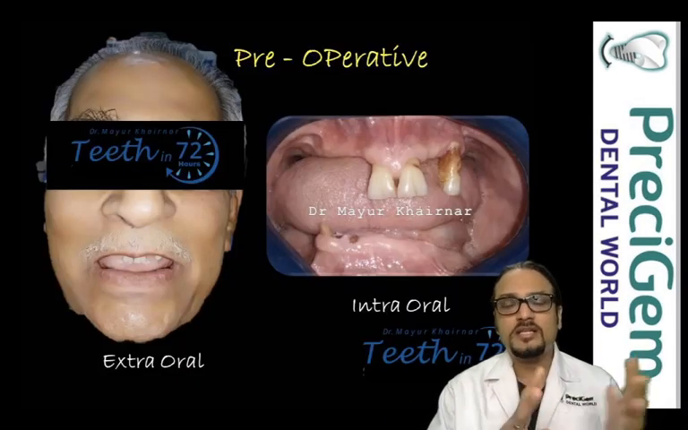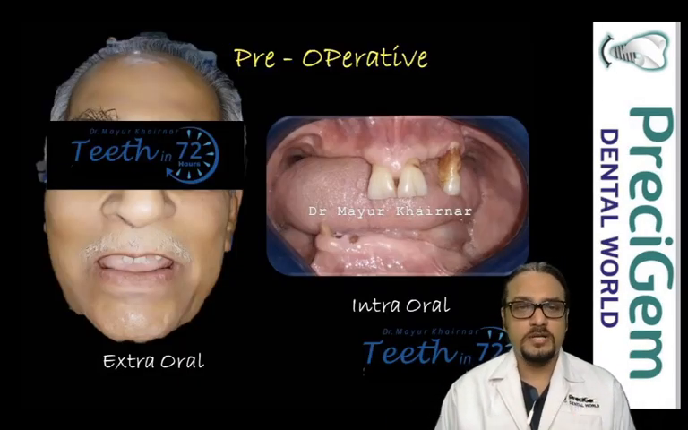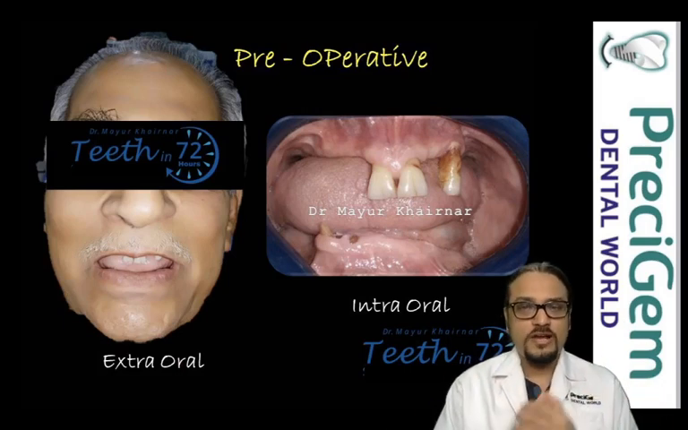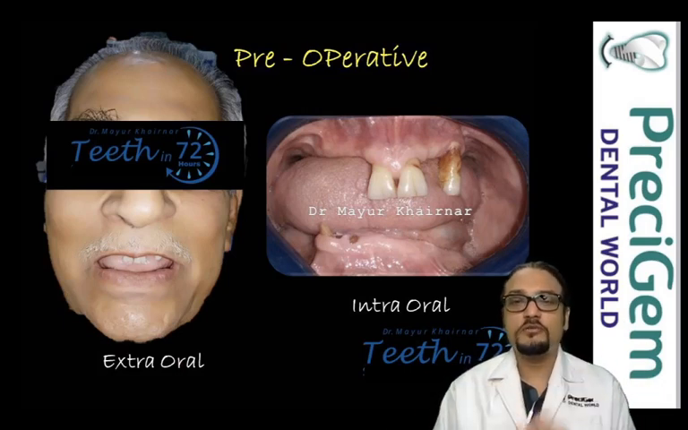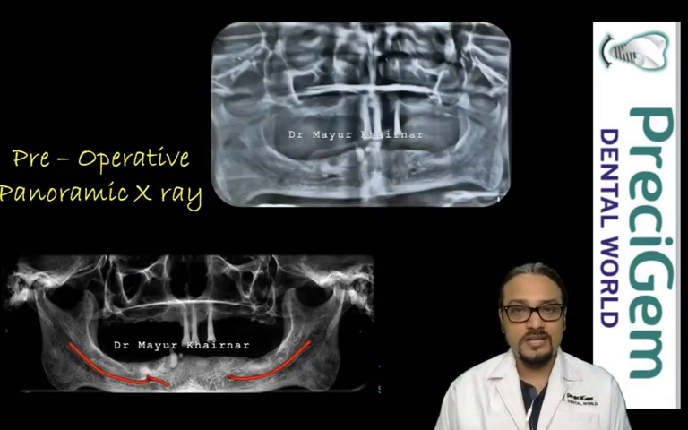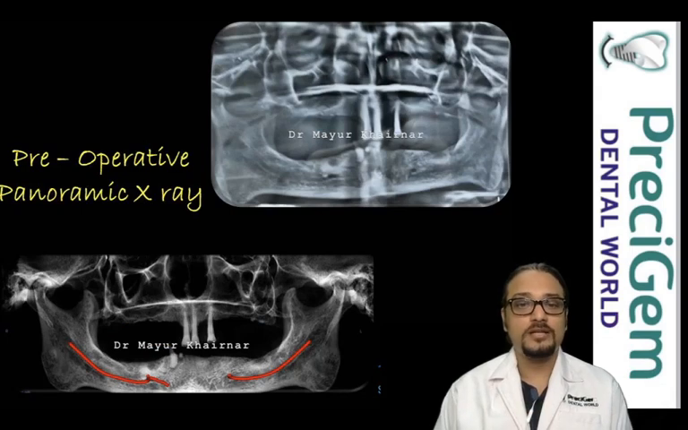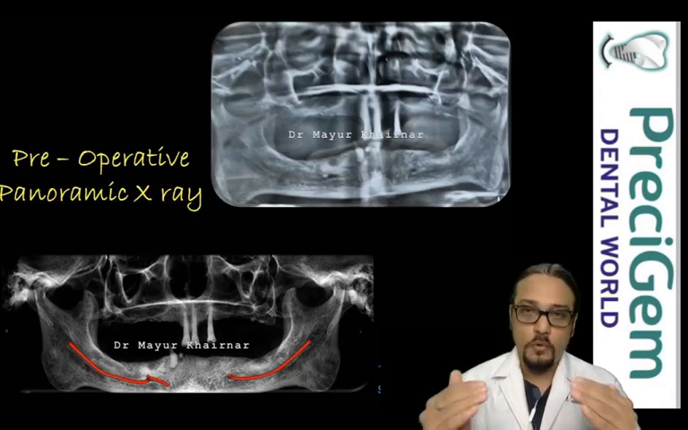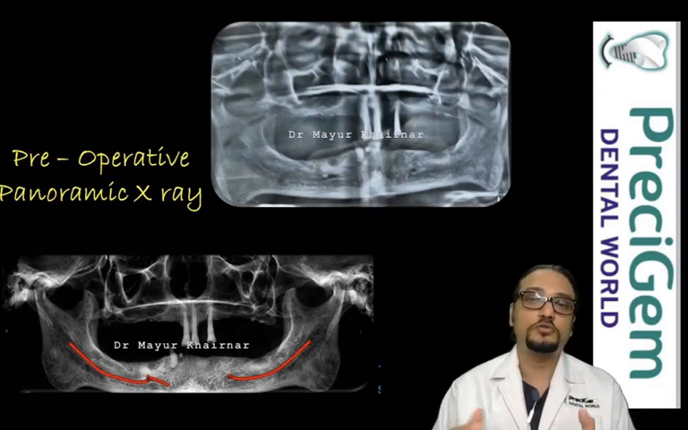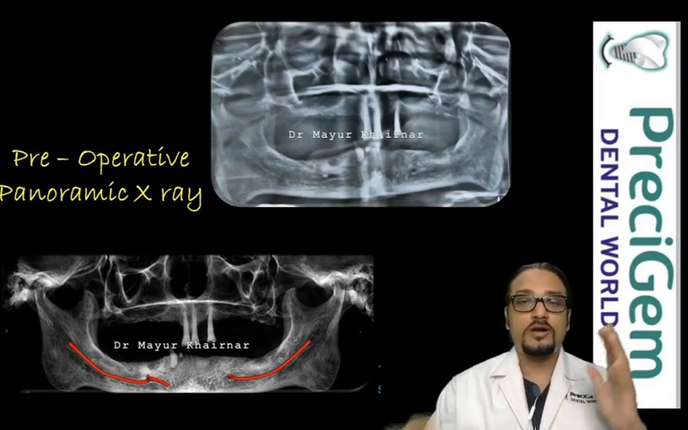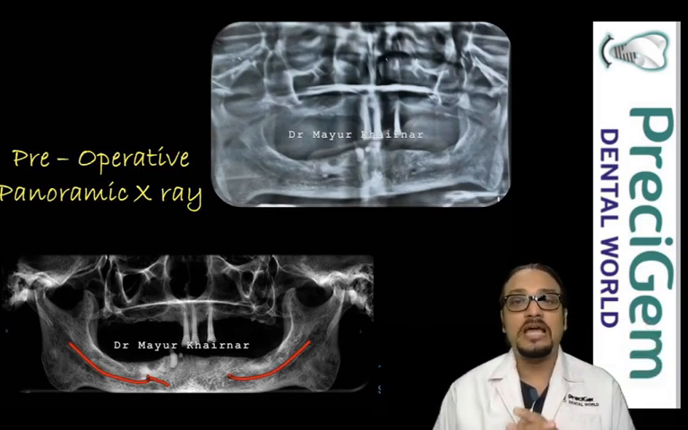For example, I'm taking this case for a better explanation. This was the situation of the patient, that was the profile of the patient, and intraorally you can see only a few teeth were present. When we saw his x-ray, we came to know that the bone in the upper jaw was quite compromised, and the lower bone was quite okay, but still not so great. In fact, on the upper jaw right hand side, the sinus was heavily expanded.